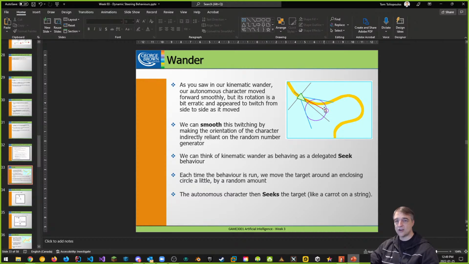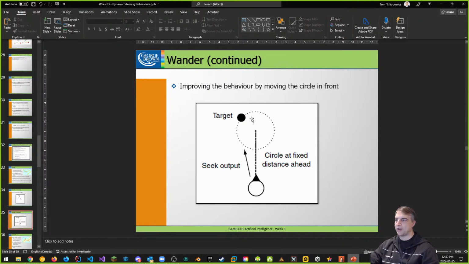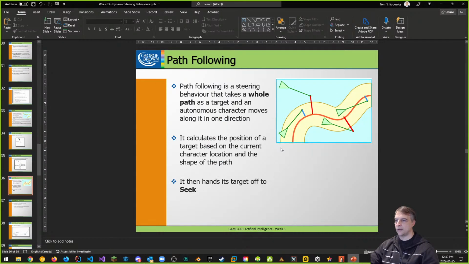We can seek to that target, and we're going to use that look-where-you're-going orientation. So again, we have our target, and this is kind of kinematic, we just seek to the target, right? Whereas in dynamic wandering, we have a random area, kind of like a circle, in front of the character in order for us to wander in that direction. That's what's different about wandering.